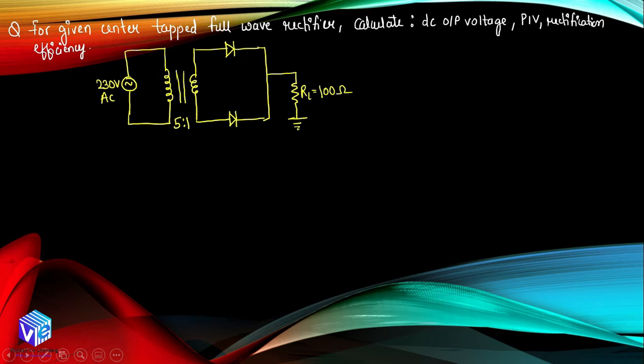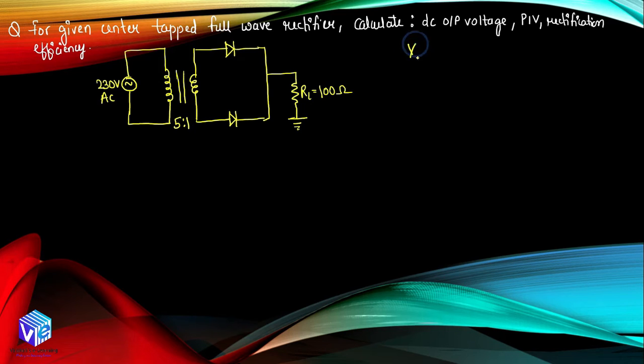So the next question states, for a given center tapped full wave rectifier, calculate first the DC output voltage, the peak inverse voltage, and the rectification efficiency. Here it is given that the potential V1 is equal to 230 volt, and N2 is to N1 is 1 upon 5. N2 is 1 and N1 is 5.